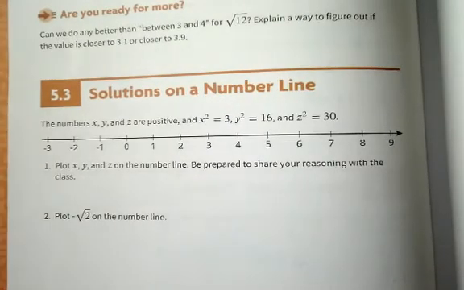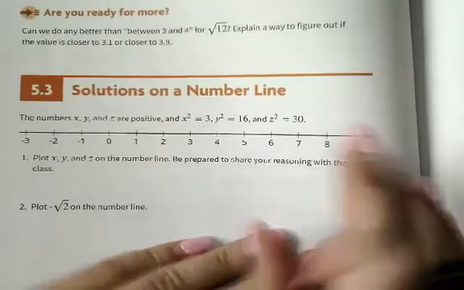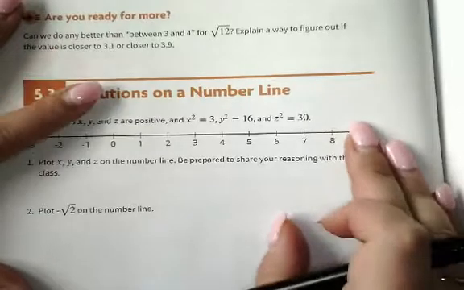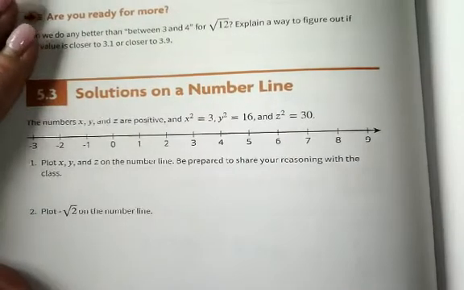All right, so you should have tried this on your own. It says plot X, Y, and Z on the number line. Be prepared to share your reasoning with the class. Well, we're going to talk about it together.